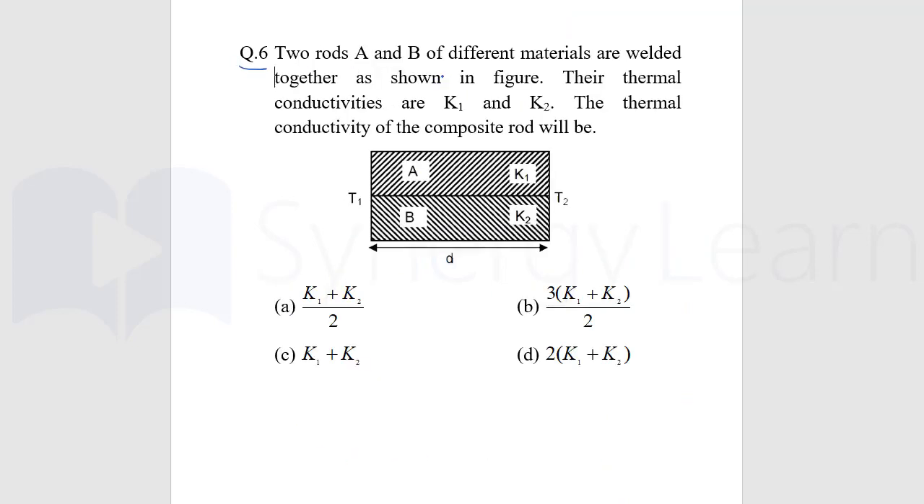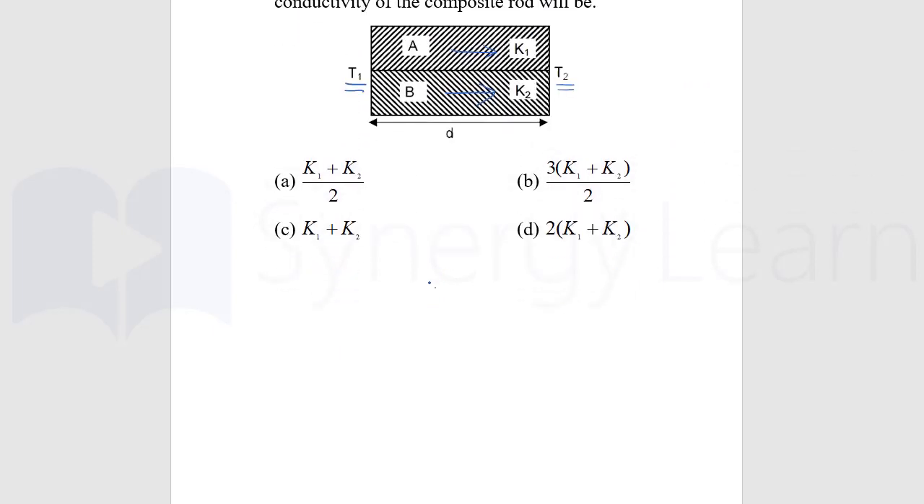In question 6, it says two rods A and B of different materials are welded together as shown in the figure. Say here you have temperature T1, here you have T2, and the rods are put in parallel. They have conductivities K1 and K2. The thermal conductivity of the composite rod will be. So by looking at the question, what comes to mind is resistance R is equal to L upon KA. Remember, thermal resistance R is L upon KA.